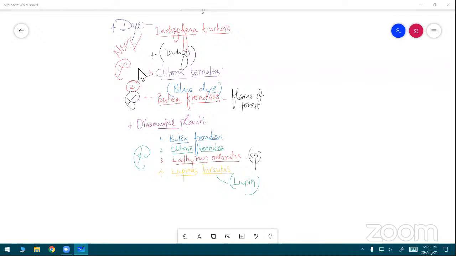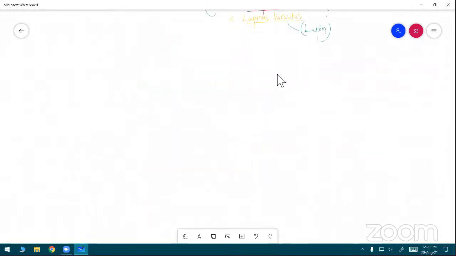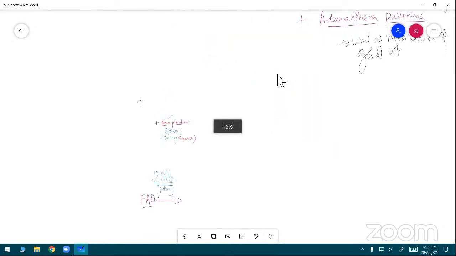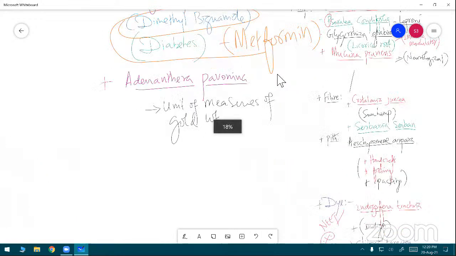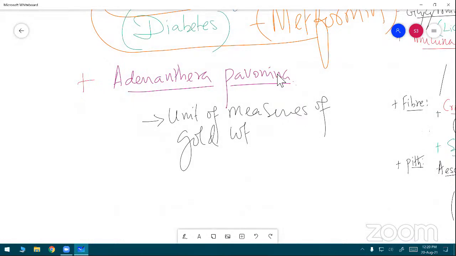Which of the following is used as a unit of gold weight? Adenanthera pavonina. Very good, ma. That is used as a unit of measurement of gold weight. If you go to a gold shop, you can see some seeds are used for weight, right? Yes, sir. A unit of measurement of gold.